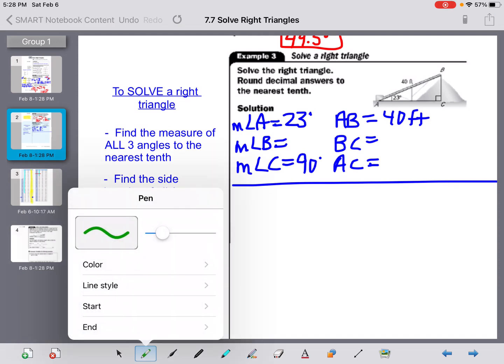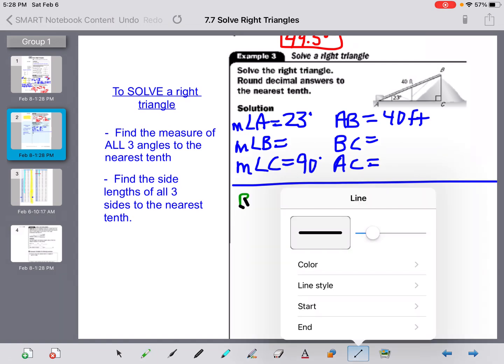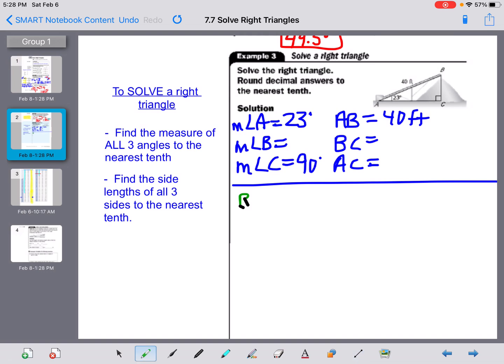Heads up. Probably the easiest one right now is angle B. How can I find angle B? Well, if I know two angles, I know that 180 is the whole triangle, and I'm going to subtract that 90 and that 23 I already have. All right, so 180 minus the 90 and the 23 gives me 67. Okay, that was kind of easy for my angles.